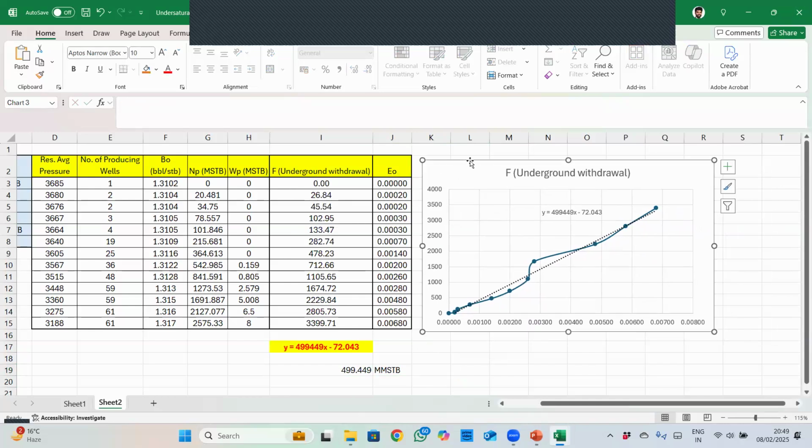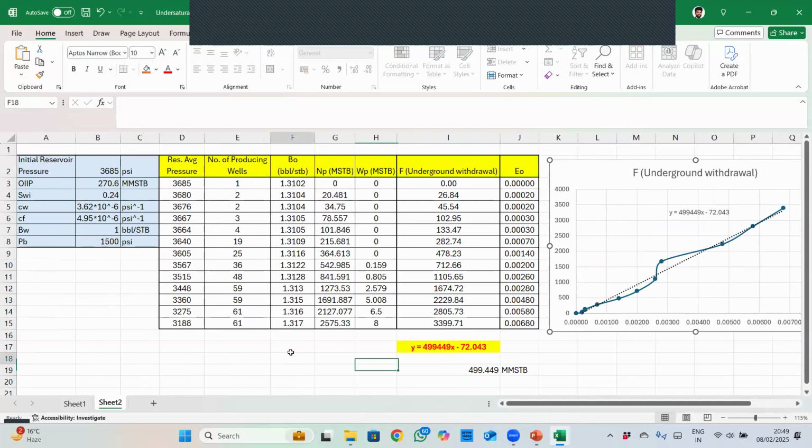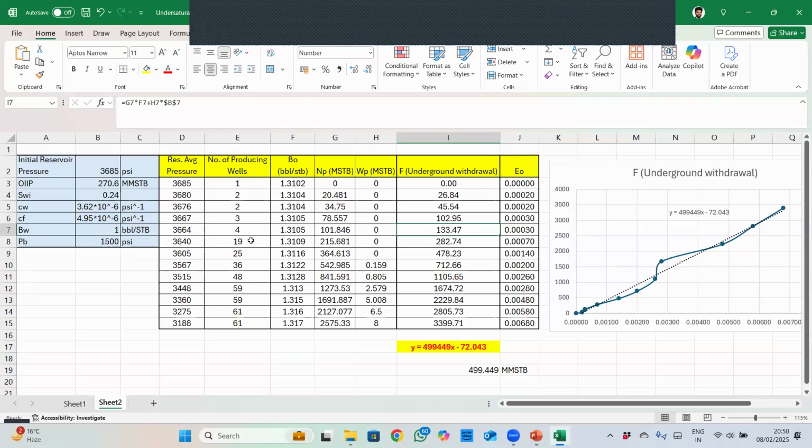as you can see. Apart from this, from a modeling perspective, we can also plot the number of producing wells versus the total withdrawal. So in reservoir simulation, we have something called a screening curve where we see the benefit of additional wells that are being drilled. Is it really giving us more volume that is being produced? You can clearly see 4 wells at the pressure of 3664 psi has given me 133.47 MSTB of total withdrawal. But suddenly, if the wells have increased by 15, I got 282, which is more than double. And if I increase the wells by 6 more, I got 478.23. So it can be a good exercise for all of us.